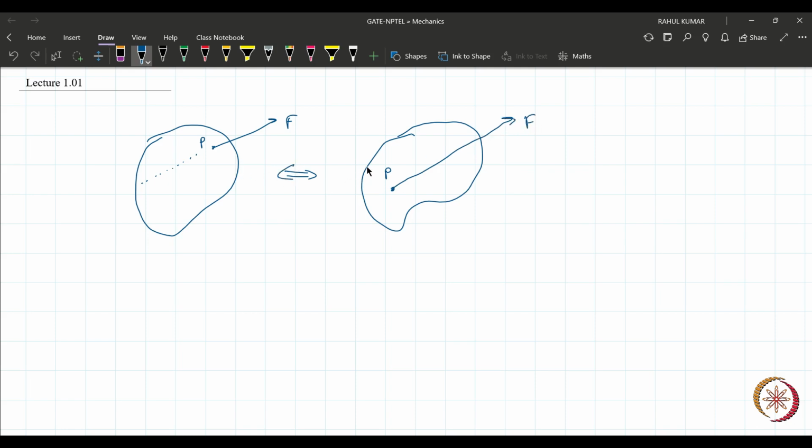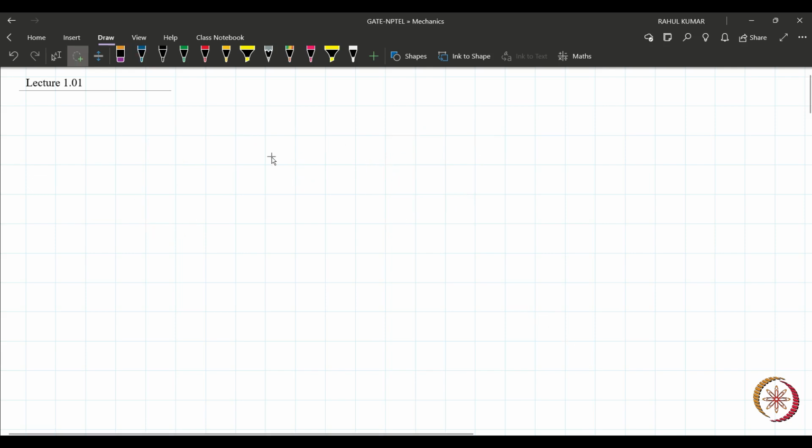It means both situations are equivalent actually. The principle of transmissibility says that we have the advantage of moving the force vector to another point, but the condition is the line of action must be the same. So the principle of transmissibility says that these two situations are equivalent. Okay. Now let's move forward.